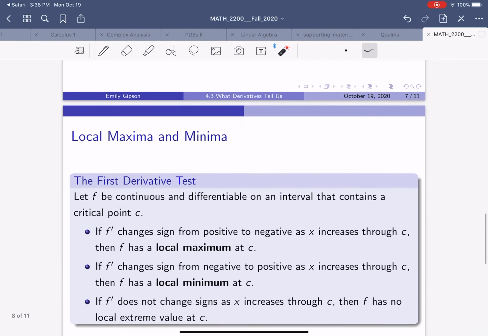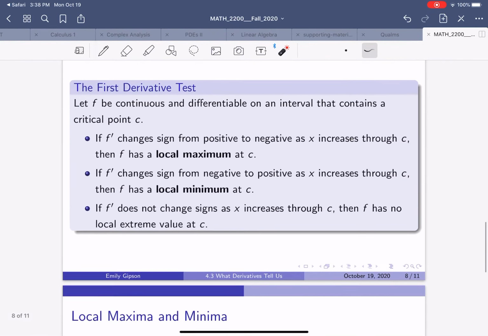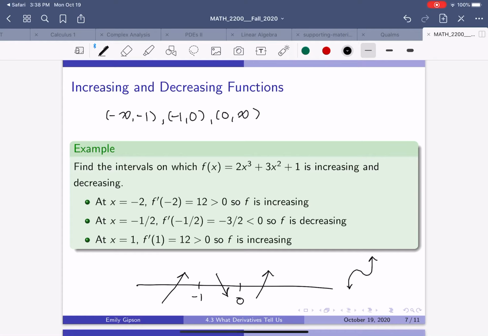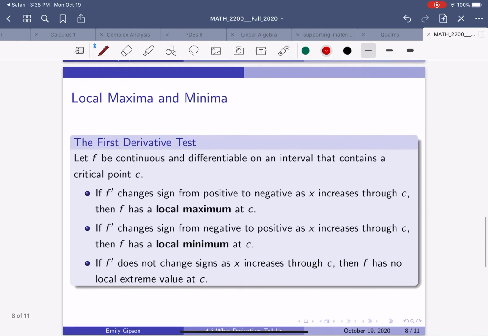So I get something that looks like this. Increasing, decreasing, increasing. And I know from cubic functions that they're shaped like this. So it makes sense that I've got a little bit of a function increasing and then decreasing and then increasing again. So now we come to something called the first derivative test.